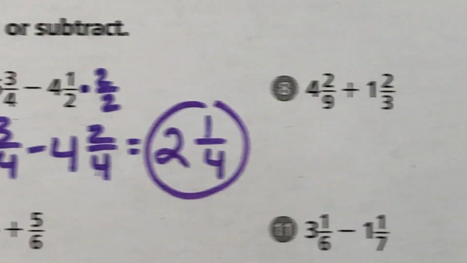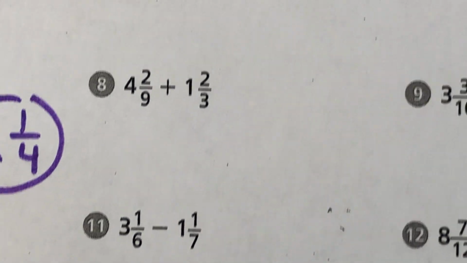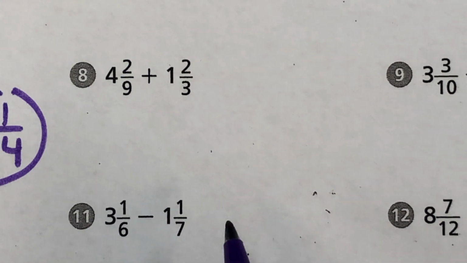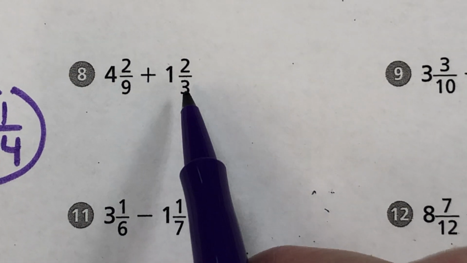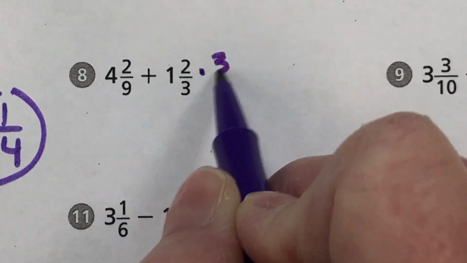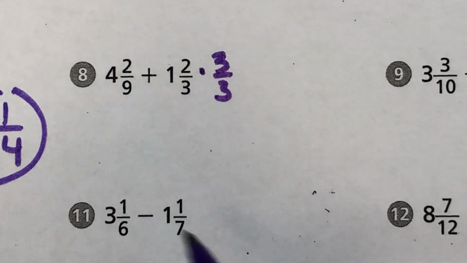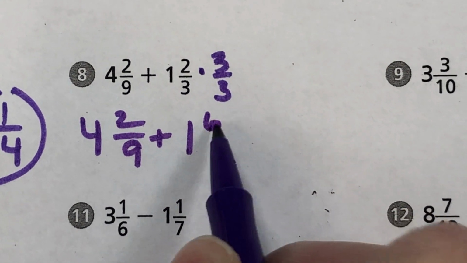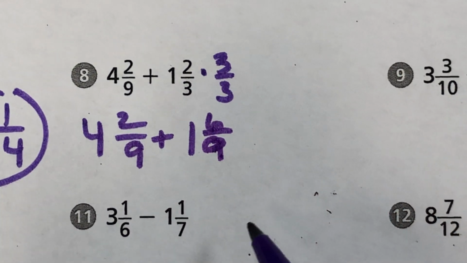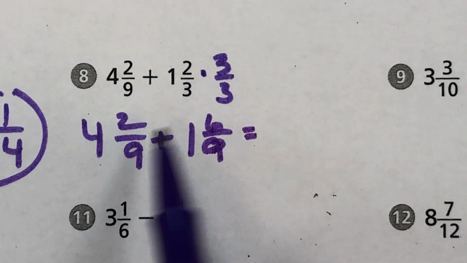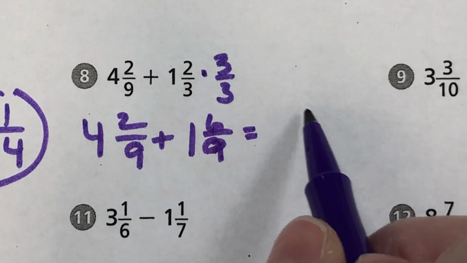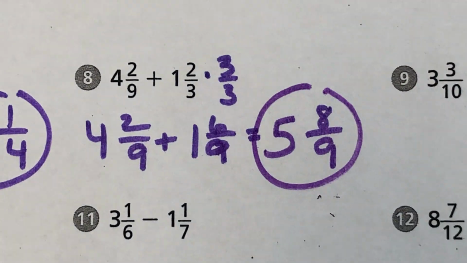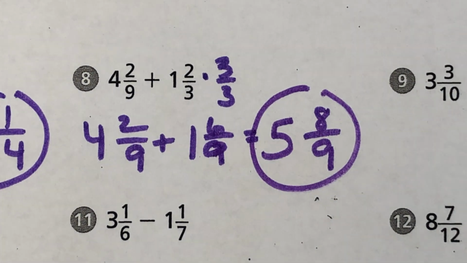All right, we also did number 8. So again, you can pause me and try number 8, or you can just work right along with me. This is a group 2 kind of problem as well, because I can multiply 3 by 3 to get 9. So let's do that. I'd multiply that by 3 over 3. So my new problem is 4 2/9 plus 1 6/9. All right, so let's add our fractions together. 2/9 plus 6/9 is 8/9, and 4 plus 1 is 5, and we're good. Nothing has to be simplified.